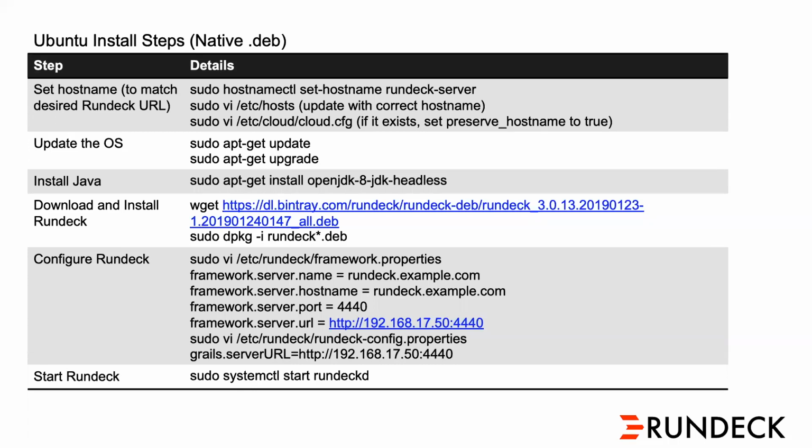The 4th step is going to be downloading and then installing. We're going to be working in the command line. I'm just going to use a wget to grab the file and download it, and then I'm going to use a dpkg command to install it. Then step 5, I guess, is the configuration files, modify framework.properties and rundeck-config.properties. And then lastly, we'll start up Rundeck and we'll connect to it. So those are the steps we're going to go through.